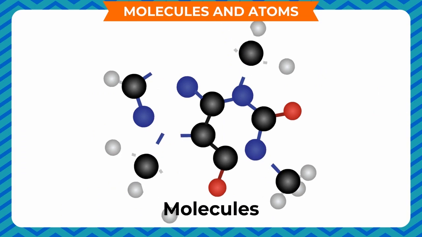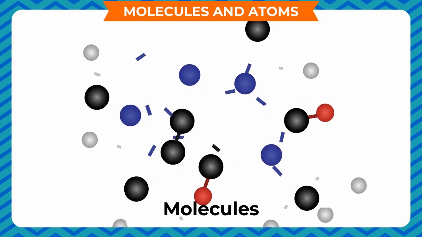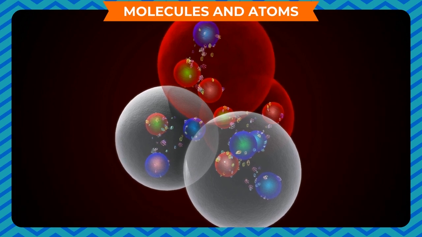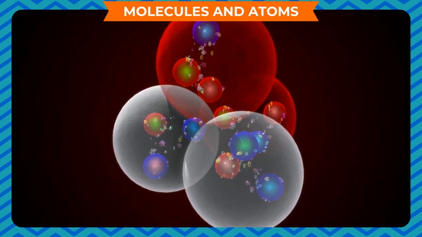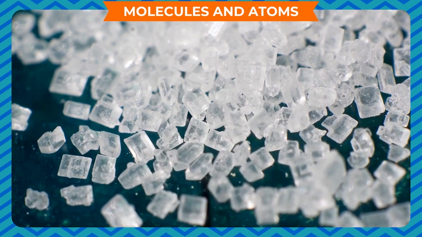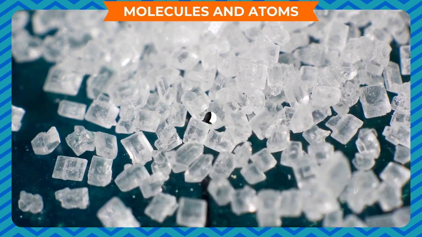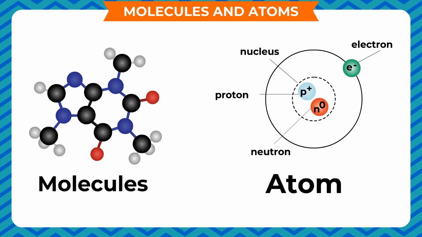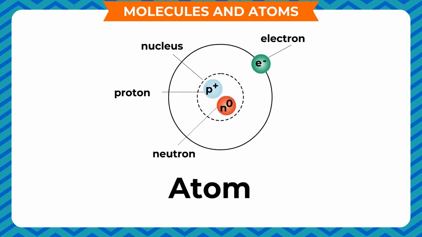Molecules can be further broken down into smaller particles. These smaller particles lose some properties of the original substance. For example, when a sugar molecule is broken down, it loses its sweetness. These smaller particles from which the molecules are made up of are called atoms. These atoms are called the building blocks of matter.